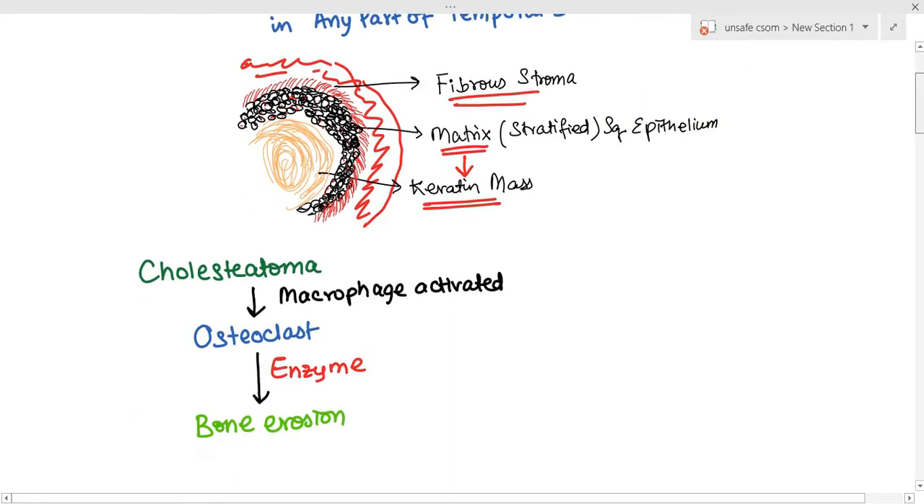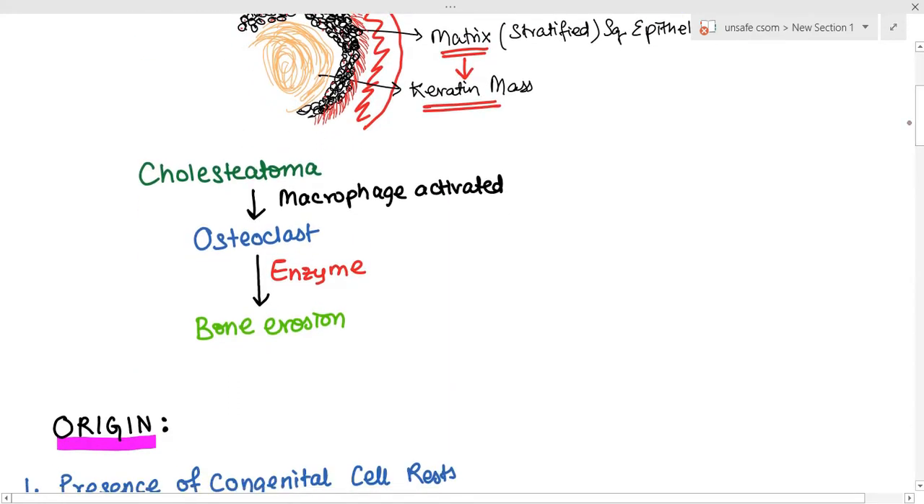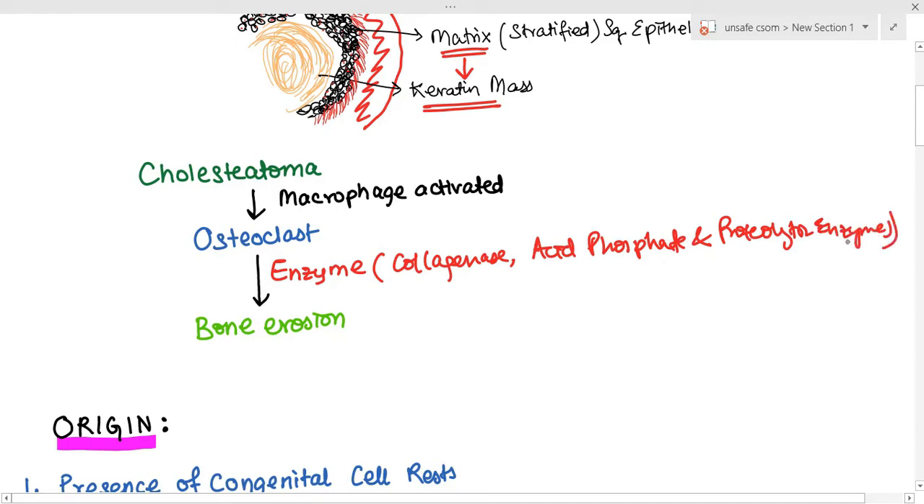As I said, cholesteatoma has these bone eroding properties. Now, how does cholesteatoma erode bone? If there is cholesteatoma, there is macrophage activation and osteoclast recruitment and activation, and these macrophages and osteoclasts release certain enzymes like collagenase, acid phosphatase and proteolytic enzymes. These enzymes cause bone erosion, and because of this bone erosion there can be a lot of complications that we see in unsafe CSOM. Also because of this bone erosion, there is foul smelling discharge in unsafe CSOM. Just keep that in mind.